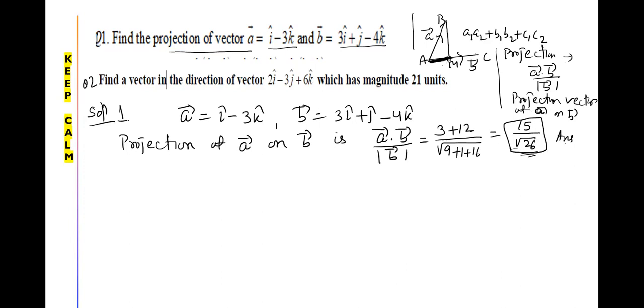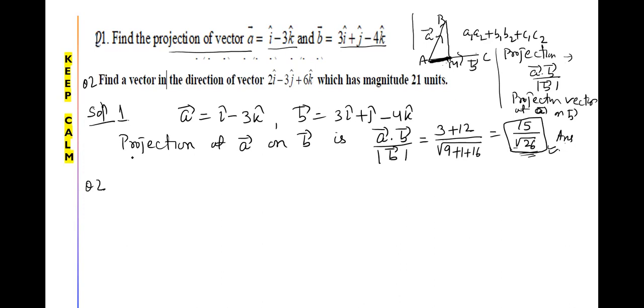If the question is the projection vector of A on B, the answer would be 15 by under root 26 multiplied by B cap, I mean the unit vector along B vector. Since here we are given the projection of A on B, we have to keep the answer like this. If it is the projection vector of A on vector B, then it would be 15 by under root 26 multiplied by B cap.